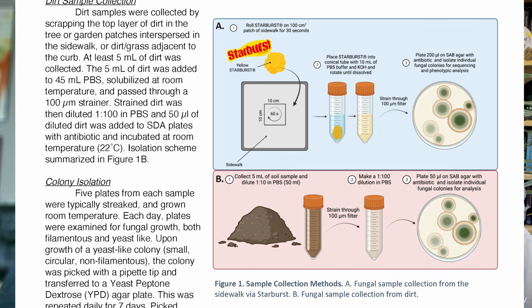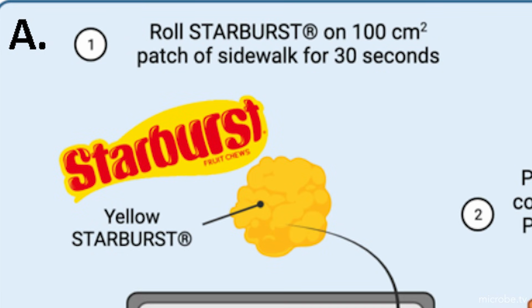So what Daniel did is he first developed the starburst technique. What's the starburst technique? He went and got himself candy. And how do you pick fungi or microbes off the sidewalk? Well, he figured out you take the starburst and you just press it on the sidewalk and bring it back to the lab, and then just put it in a solution and plate this stuff.